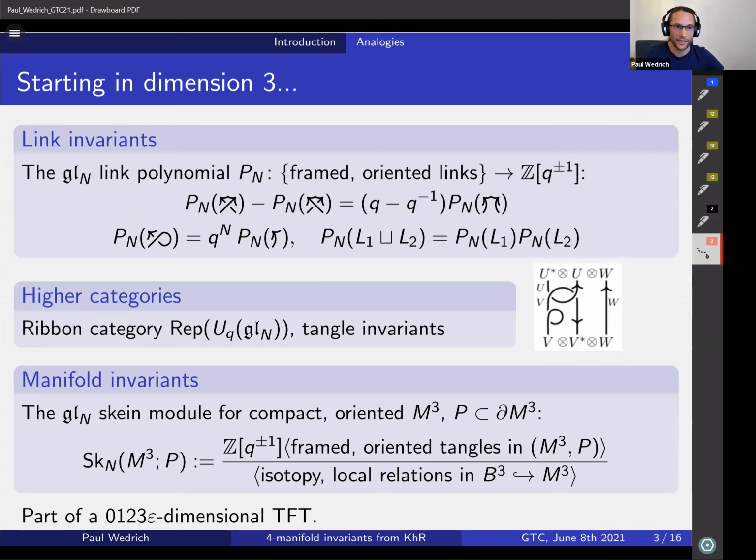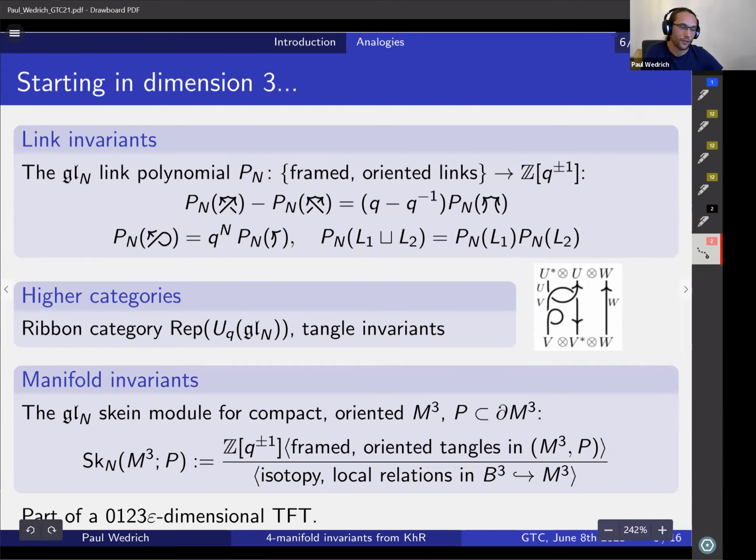The fact that this is a ribbon category just encodes that the morphisms you can assign to such tangle diagrams respect the topological isotopies of the tangle on the level of tangle diagrams. So in some sense, this category has the same symmetries as tangles do, and that's why you can find tangle invariants in this category. Okay, and then the third side are these manifold invariants that are called skein modules.